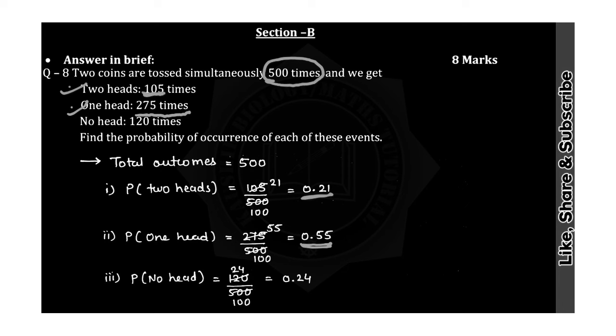0.55. And now consider the last event, where no head will come on both the coins and their favorable outcomes are 120 and therefore the probability of no head coming will be favorable outcome 120 upon total outcomes 500. Now divide by 5. So 100 5s are 24 5s, and therefore the final answer will be 24 upon 100, that is 0.24.